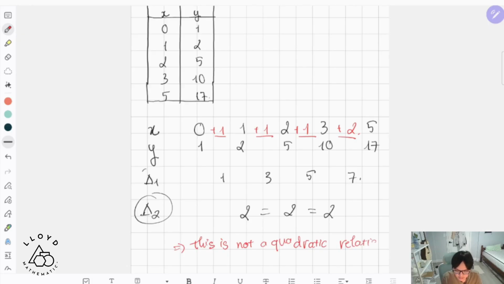So remember, whenever you check whether it's a linear or quadratic relation, we need to check: does the x value have the same change intervals to determine that?